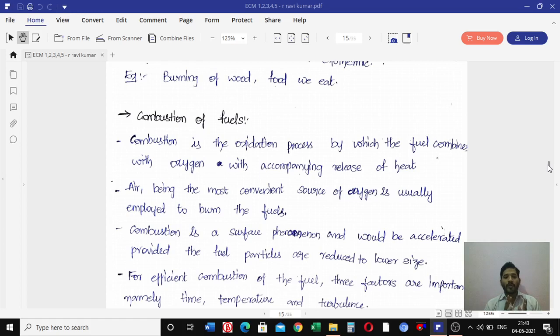So in the combustion of fuels, air is the most convenient source of oxygen and is usually employed to burn the fuels. Without air, you can't burn the fuels. Air plays a very important role in burning fuels. Combustion is a surface phenomenon, and it is accelerated if the fuel particles are reduced to a smaller size.